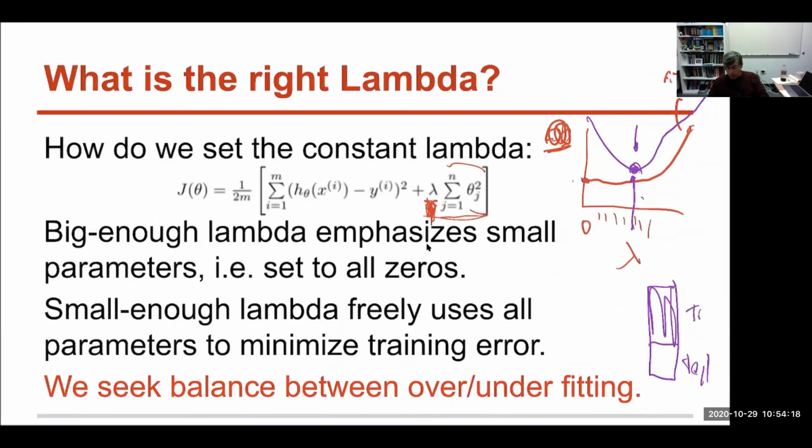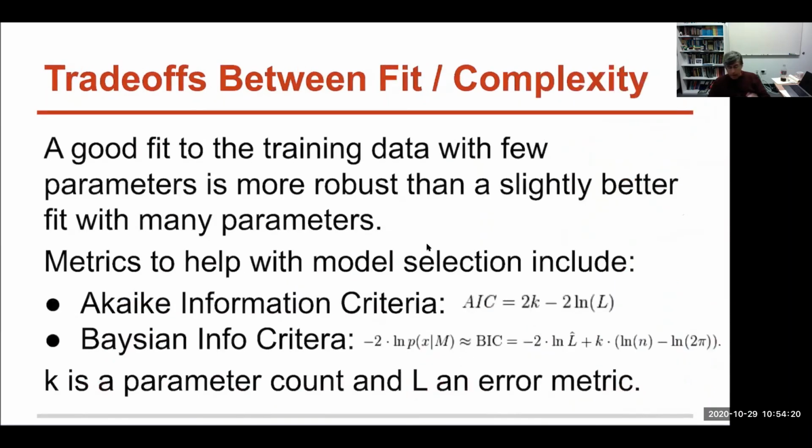So in general, we have a trade-off. A good fit with a small number of parameters is generally more robust than a slightly better fit with many parameters. One way to do this is to evaluate the test error and not just the training error, trying a bunch of different lambdas, and look for the minima of the test error.